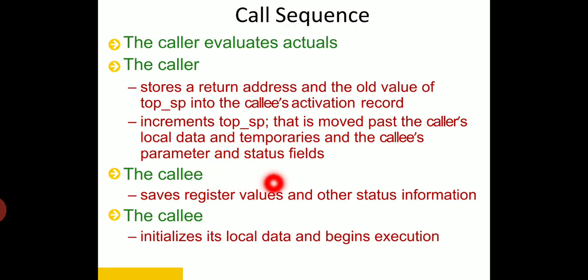The callee saves register values and other status information. The callee also has some part, where it will save the register values and some other status information. The callee initializes its local data and begins the execution.